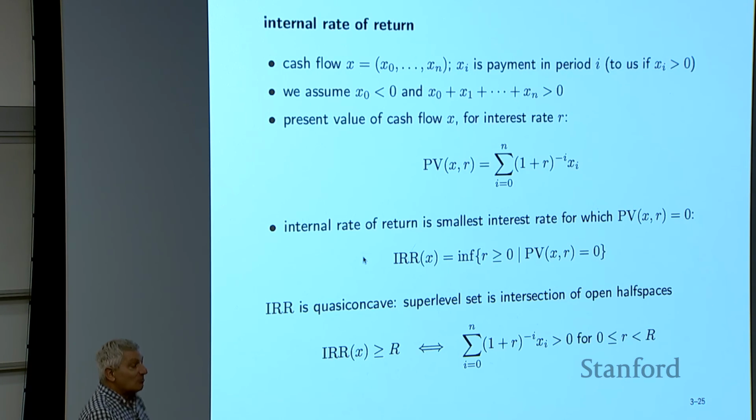So what does it mean to show something's quasi-concave? What you need to do is show that the superlevel sets are convex. Quasi-convex means the sublevel sets are convex; quasi-concave means the superlevel sets are convex. So let's look at the set of all cash flows that satisfy that the internal rate of return is bigger than, let's say, 5%.